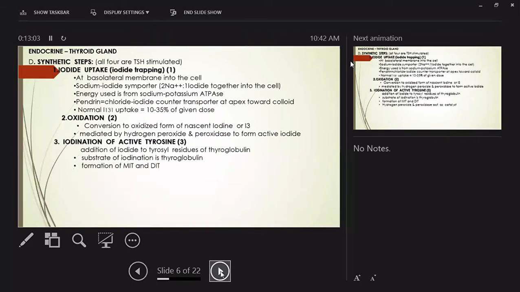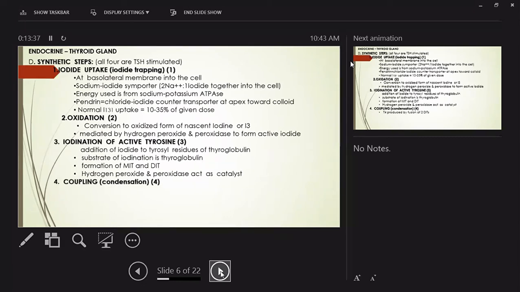Then formation of monoiodotyrosine and diiodotyrosine. Hydrogen peroxide and peroxidase enzymes also act as catalysts in the binding of iodine to tyrosine so that the binding is fast. So the synthesis of the hormone is faster.